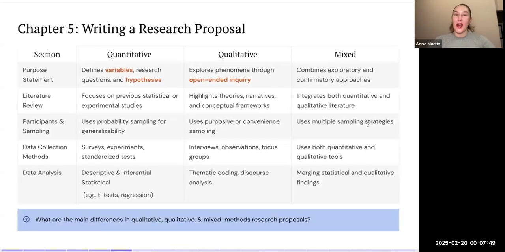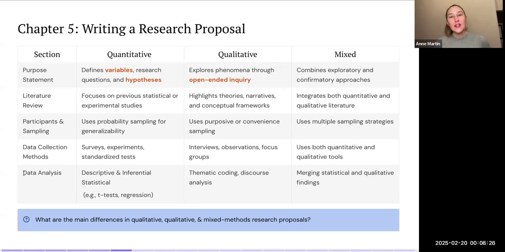So chapter 5 is all about writing a research proposal. I know this chapter will come in handy throughout the semester as you do your outline and then, of course, your final proposal. So there are several different components of a research proposal. Of course, we have the template in iCollege that we'll be using, but per the text, these are some of the sections that they covered in the text. So your introduction entails your purpose statement, also your literature review. Then your methods section in the middle has your participants, your sampling methods, your data collection methods, and then finally, how you will analyze the data.